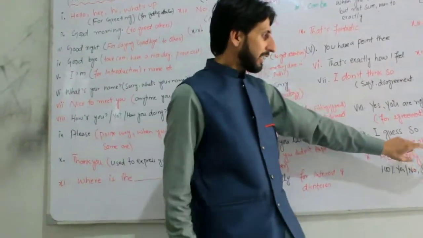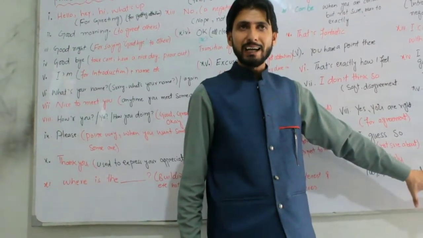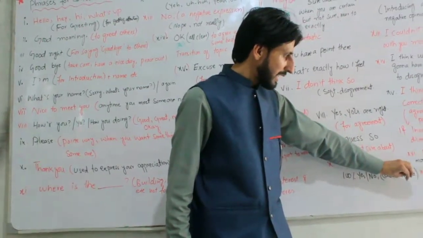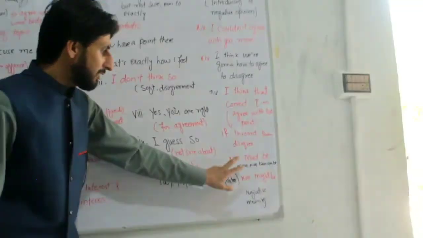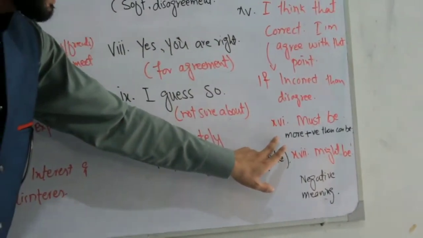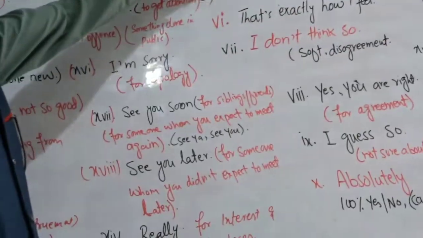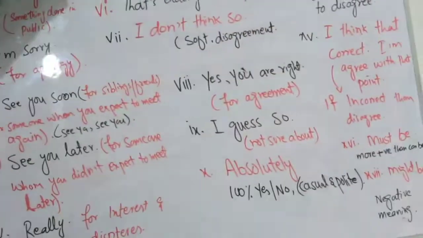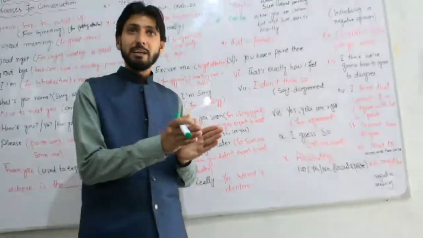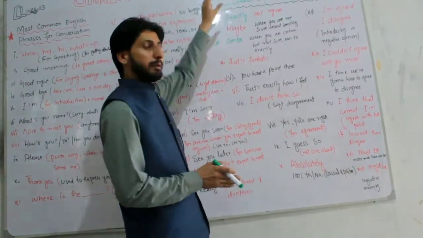Okay. And the last two points are very much important, that's why I wrote them at the end: must be and might be. Might be is the opposite of must be. Must be is always more positive than can be. Must be is more positive than can be. It is very similar to exactly.